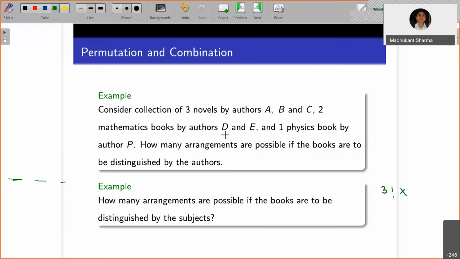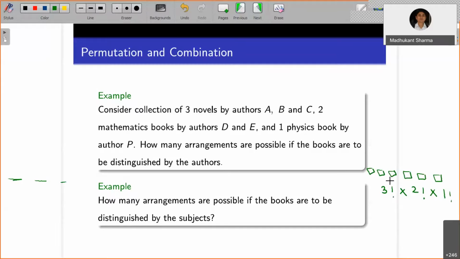now how many mathematics books are there? 2 mathematics books are there, so that is into 2 factorial, into then 1 physics book, 1 factorial. So this fixed part is 3 factorial into 2 factorial into 1 factorial. The first 3 places have choices 3 into 2 into 1, then the mathematics books 2 into 1, then the physics book. Now you can vary the order of the groups.